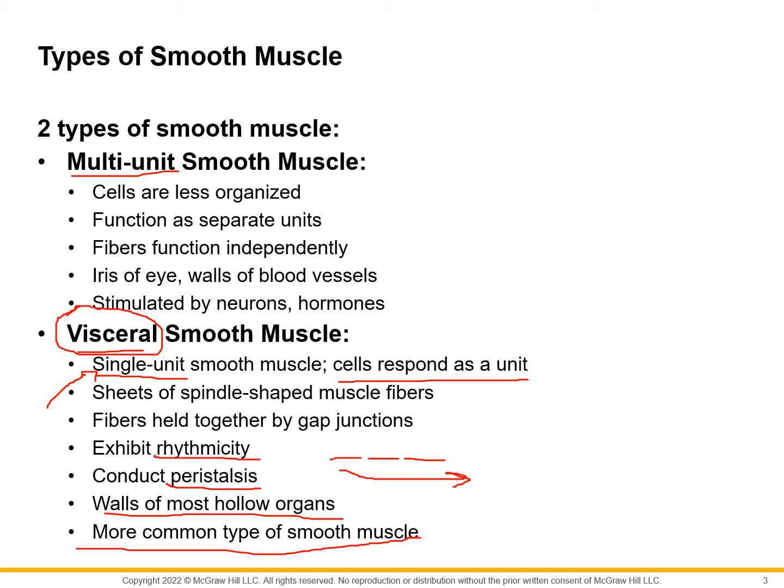On the other side, multi-unit smooth muscles function as separate units. That's why they're called multi-units. These are going to be stimulated by neurons and hormones, but more in particular, these are quick response muscles, where visceral is slow response muscles. These are going to be quick. The main area that you would probably want to know is the iris of the eye, the color part of your eye, and it controls that little black spot in the middle called the pupil.